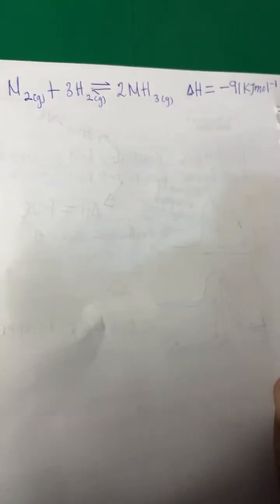Two moles of ammonia, and the delta H is negative, minus 91 kilojoule per mole, right? Minus 91 kilojoule per mole.